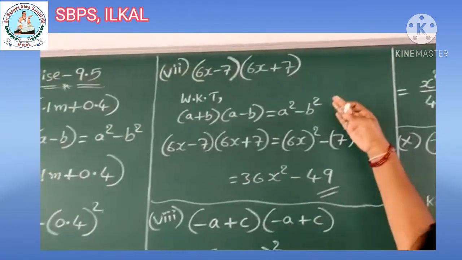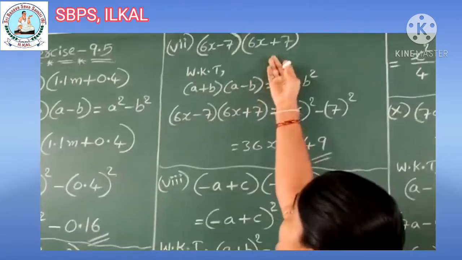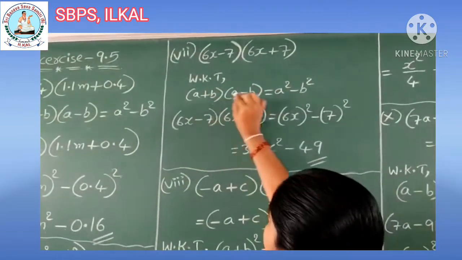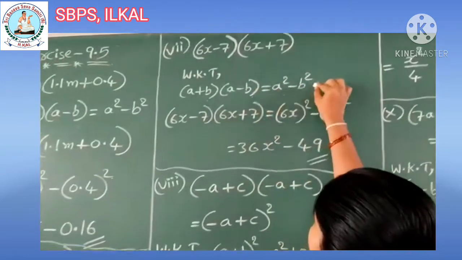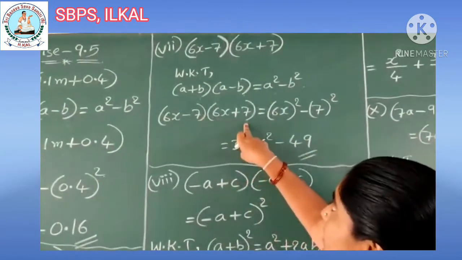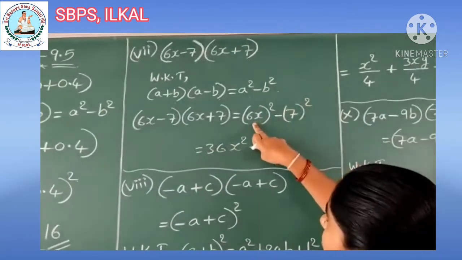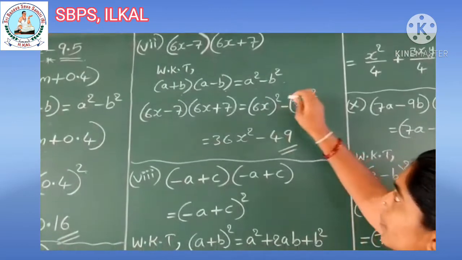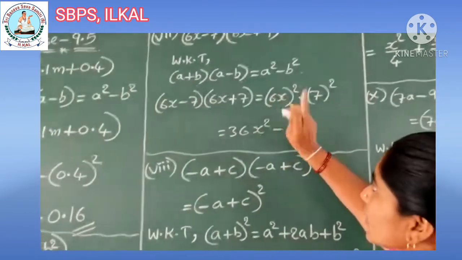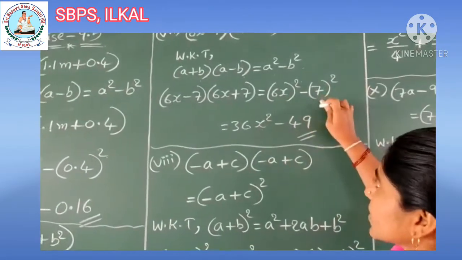Next one. 6x minus 7 into 6x plus 7. It is a plus b into a minus b form. Okay, reverse. We know that a plus b into a minus b is equal to a square minus b square. 6x minus 7 into 6x plus 7 is equal to a square minus b square. A is 6x, b is 7. 6 6s are 36. X square is x square, that is x into x, which is x square. 7 square is 49. 7 7s are 49.